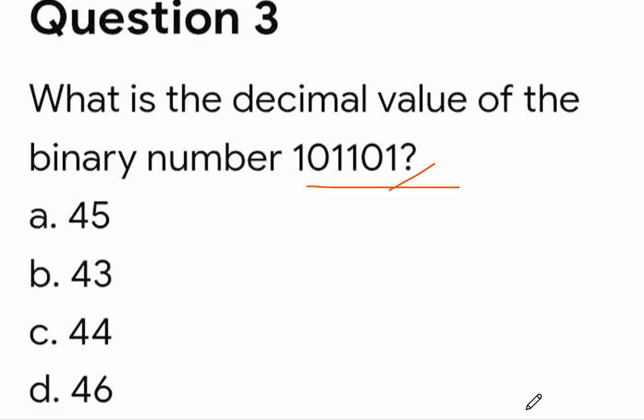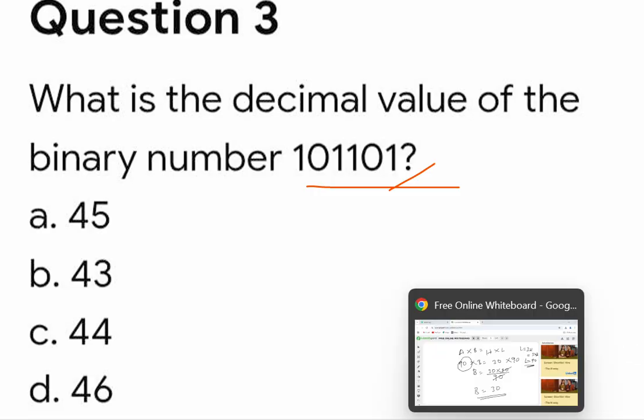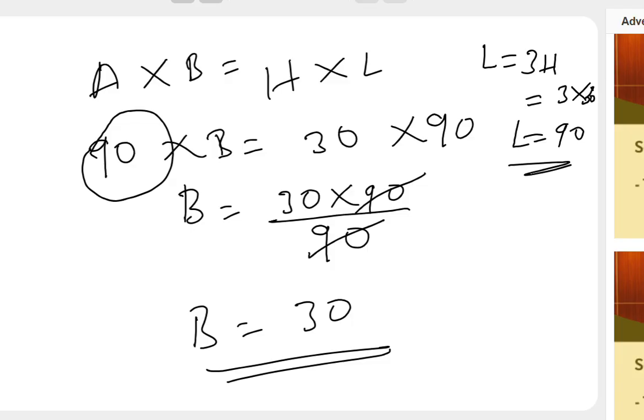So this can be written in the binary form. I write it here because there is no proper space. So what is the number they have given? First you write that. It is 101101. There are 6 digits.